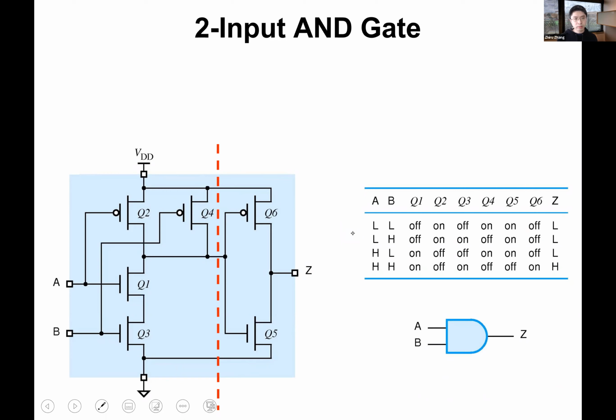So we need 6 transistors. For NAND, we only need 4 transistors. That's why we like NAND, right? When we use CMOS as the underlying technology. Of course, in many cases, we will just use AND and OR in an abstract way, if you don't think too much about CMOS.